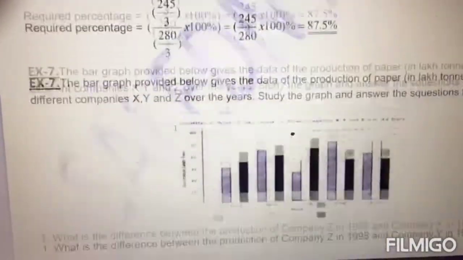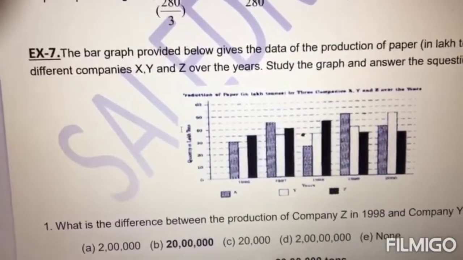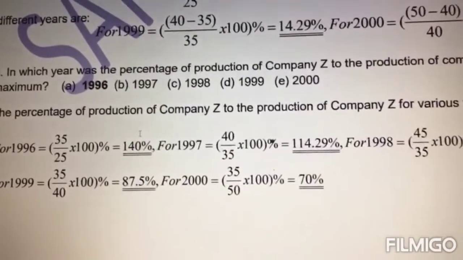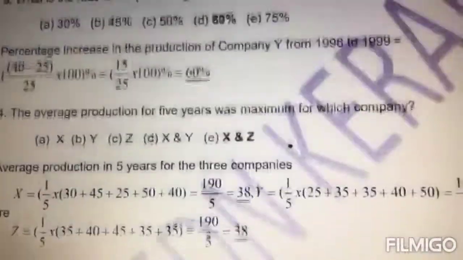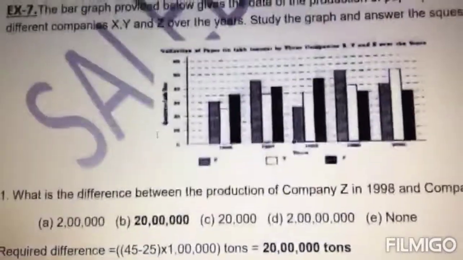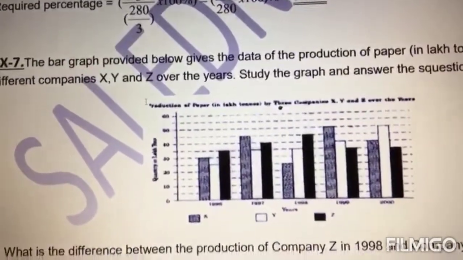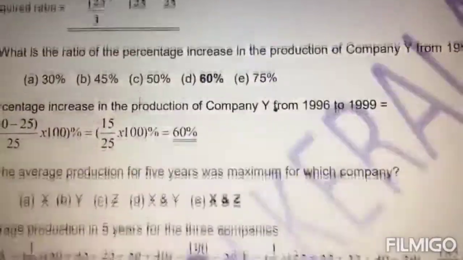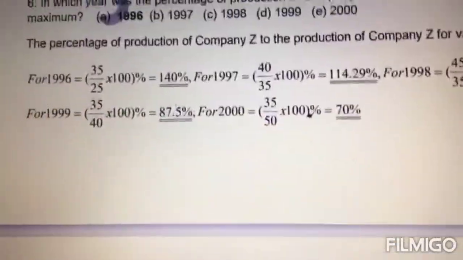Okay, so that brings us to the end of question number 6. We'll start number 7. Question number 7 is very similar to 6, so I'm not doing it. You can do it by yourselves. It's very simple and very similar to 6, so please try it by yourselves. Then number 8.